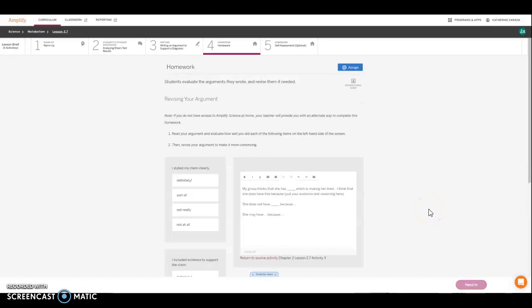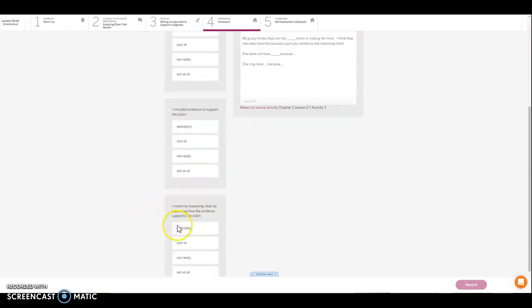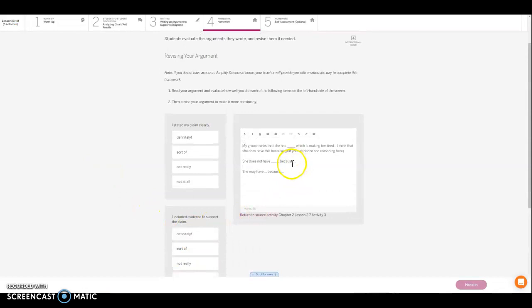So part 4 is going to be a should do. Make sure you check with Canvas to know which parts of the lesson you need to do as your must do's and which ones are for your should do's. This is a should do. So you're going to revise your argument, read it over, and decide how well you did with each of the following items on the left-hand side. They have a few things for you to read over and decide, did I do that in my argument? And that's what you want to check for.